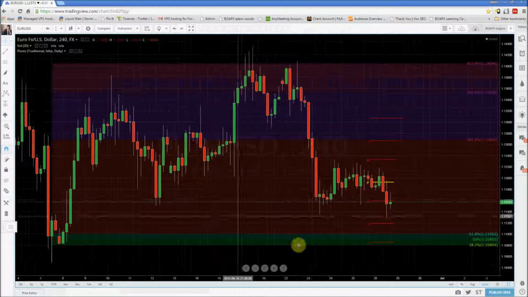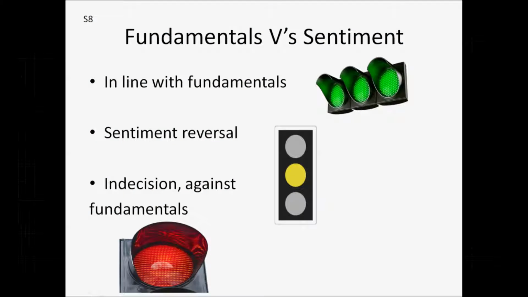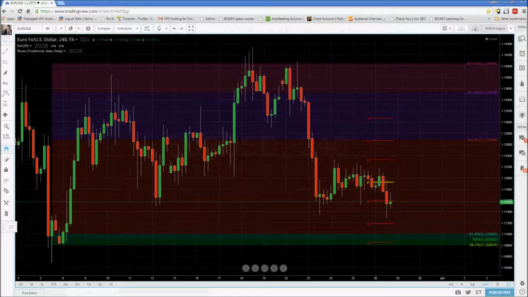Now the last one I want to talk about is indecision against fundamentals. Now these are red light trades. Okay, now what do I mean by this? Well, let's just say we're going back to the original scenario. The euro is stronger than the US dollar. We've had a period here of indecision. You can see we've got long wicks either side with small bodies.